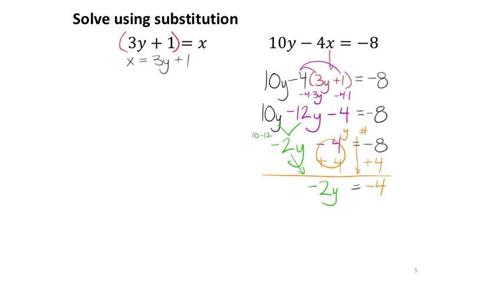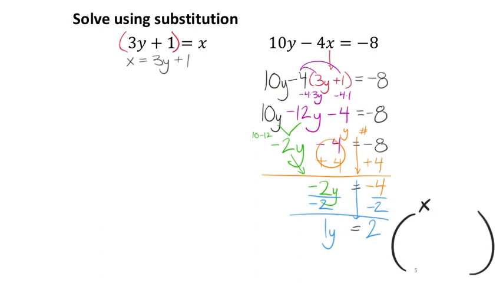And then the last thing I've got to do is to make the coefficient of y 1. So negative 2 can become 1 just by dividing it by itself. But if I do it to one side, I got to do the other side. So this gives me negative 4 divided by negative 2, which is positive 2. So in my ordered pair, I have an x and a y value. And this y value that we just found is a 2.